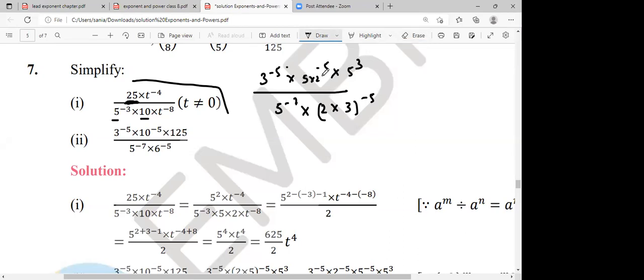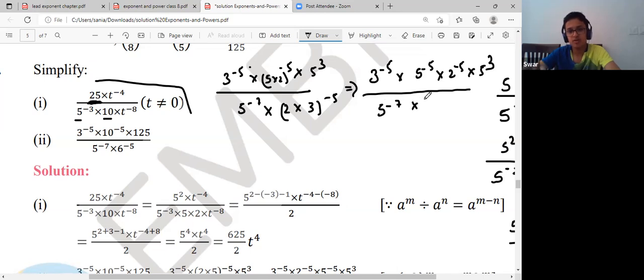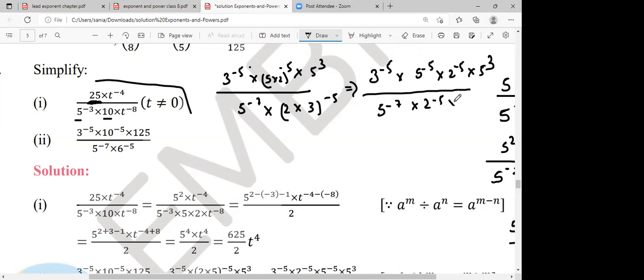5 multiplied by 2 raised to the common power minus 5. Now you'll simplify it, right? It is going to be 3 raised to the power minus 5, multiplied by 5 raised to the power minus 5, multiplied by 2 raised to the power minus 5, multiplied by 5 raised to the power 3, and then 5 raised to the power minus 7, multiplied by 2 raised to the power minus 5, multiplied by 3 raised to the power minus 5.